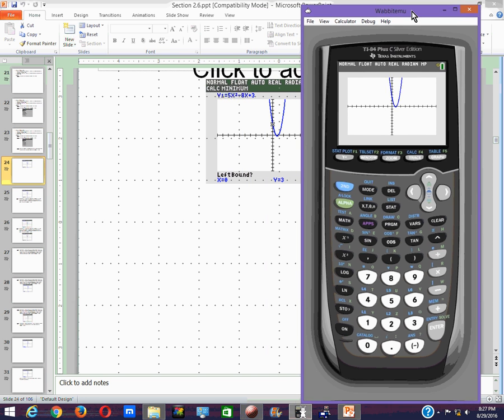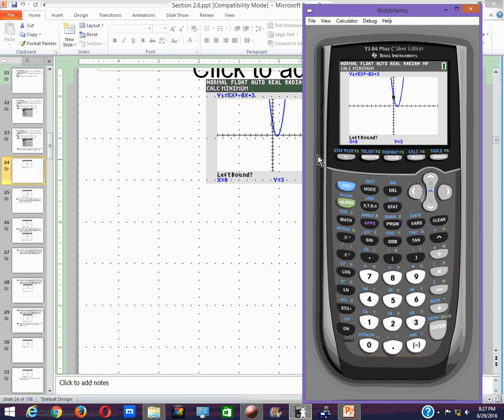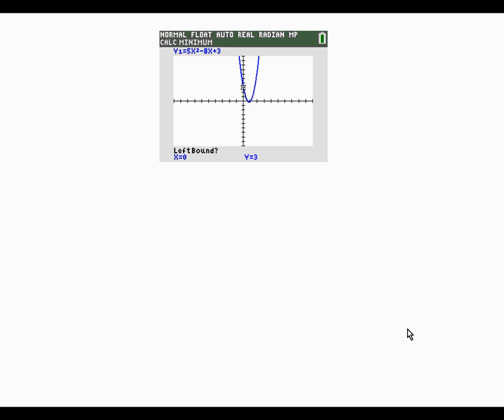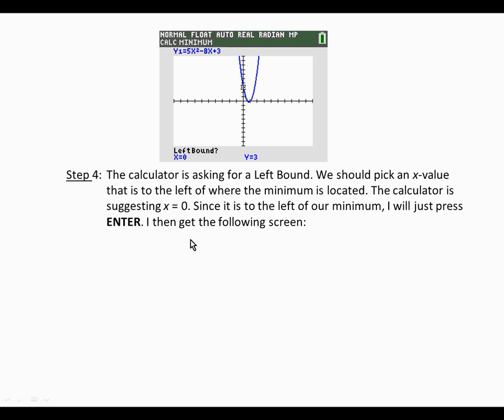Okay, notice it did draw the function. Now it's asking for left bound and right bound. Notice the minimum is right here. It's also verified that you did key it in correctly. The minimum value is somewhere between x equals 0 and x equals 2. So for my left bound, I'm going to use x equals 0. Since it already says equals 0, I'm just going to press enter.